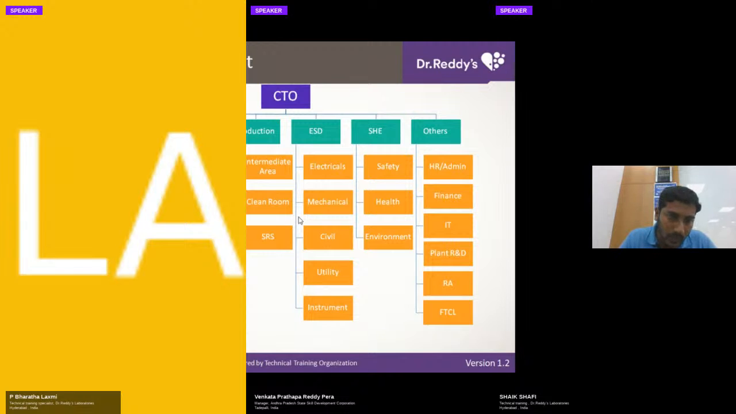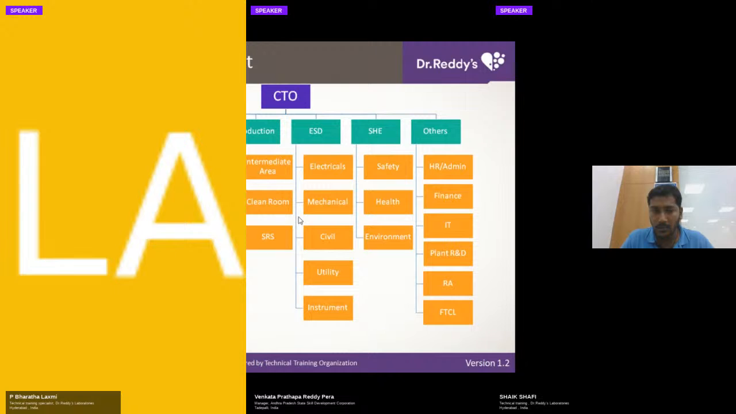So in this quality department, there are different types of quality control and quality assurance. Technical training also is the part of quality. Then coming to production, here we have three different categories. One is intermediate area, another one is clean room, another one is SRS.